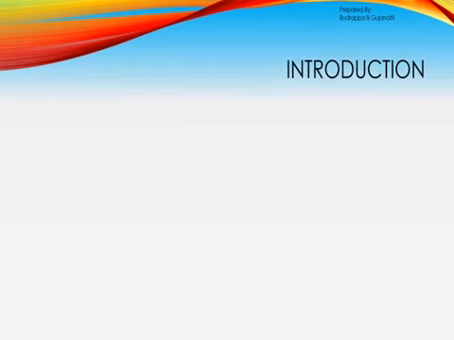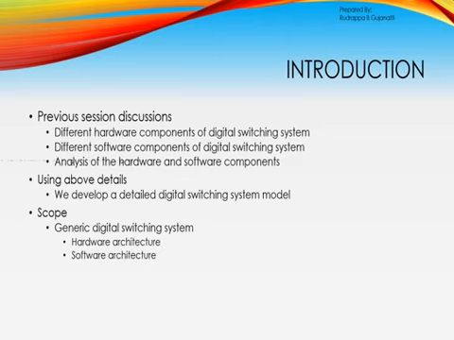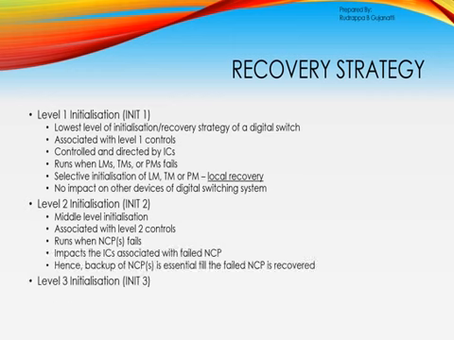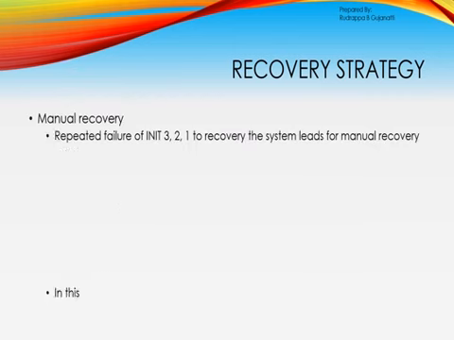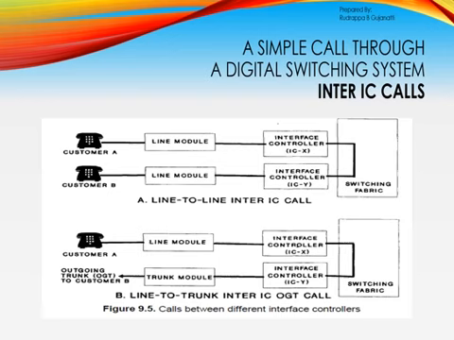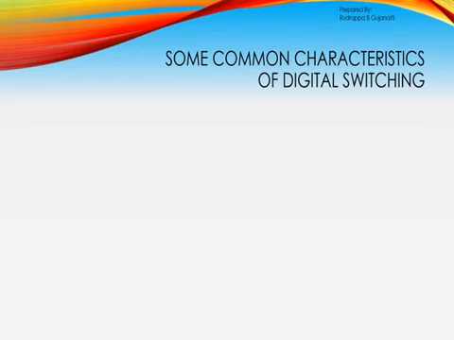So in previous sessions, we went through the introductory part, then hardware architecture, software architecture, recovery strategies. Then we discussed a simple call through a digital switching system and its relevance to intra IC and inter IC calls: line to line, line to trunk, and trunk to line calls. So that is what we discussed up to now. Now let us discuss the last parameter related to the digital switching system model.